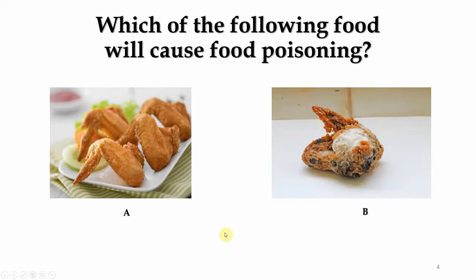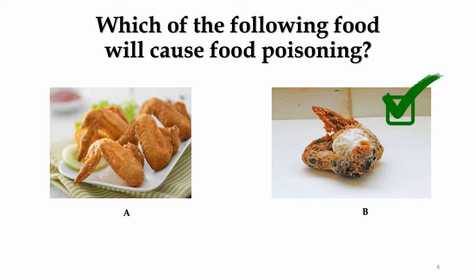Many of us think food poisoning will only happen when the food is spoiled. However, that is not the cause for most of the foodborne outbreaks. In fact, many food poisoning cases are not caused by spoiled food products. From this image given, which of the following food will cause food poisoning?